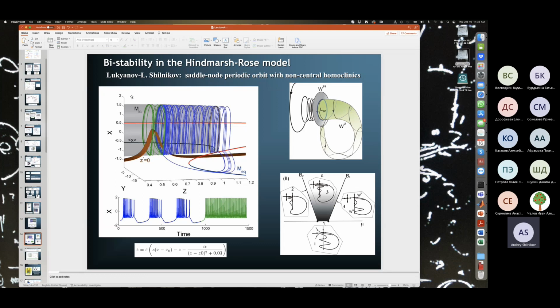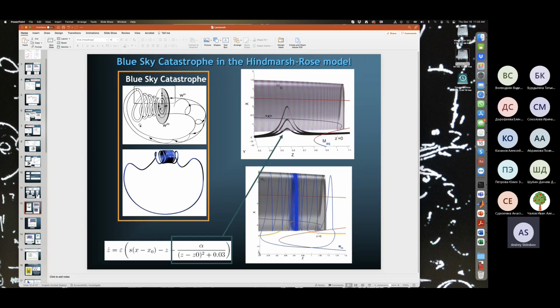Okay, so unlike the blue sky catastrophe, when this two-dimensional unstable manifold of the saddle-node periodic orbit, this one, comes back on the left from this so-called strongly stable manifold, that's what makes the blue sky catastrophe unique, of dimension one, and secondly, it results in the emergence of a single stable periodic orbit.